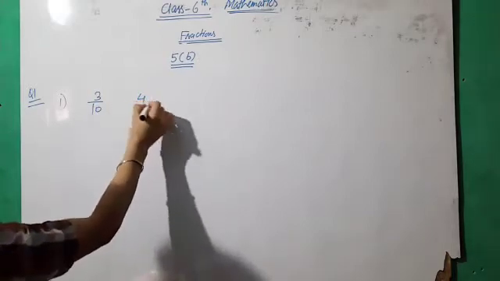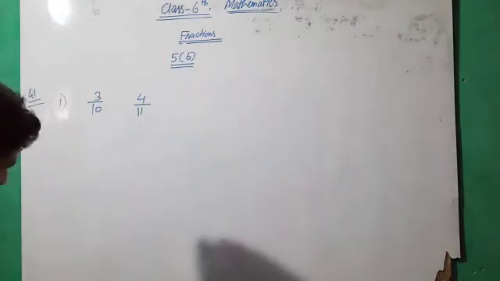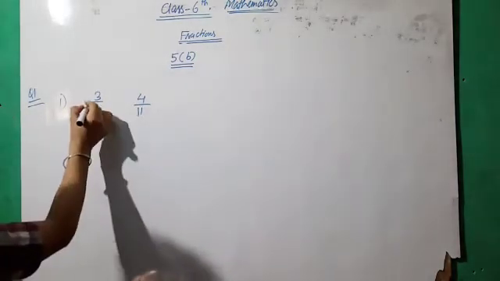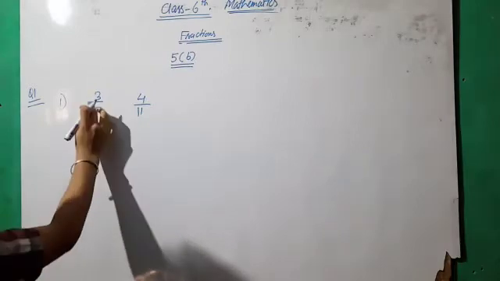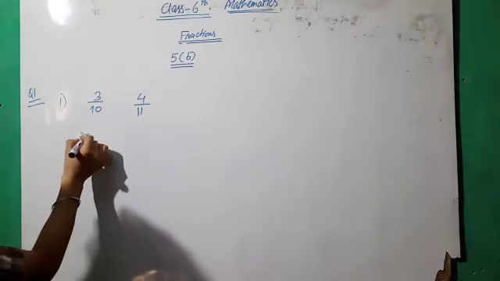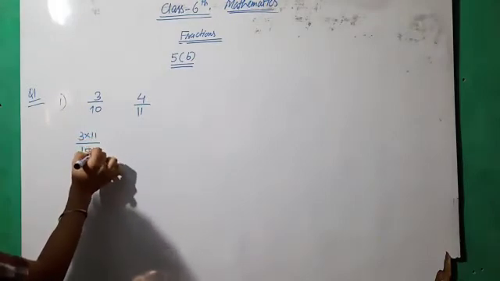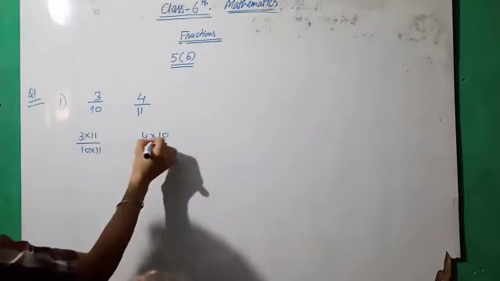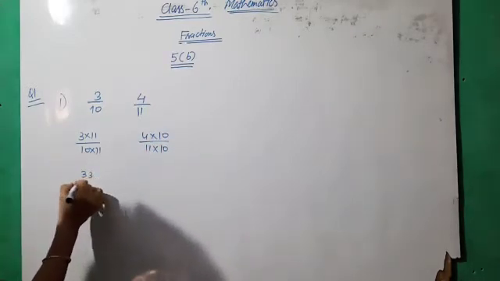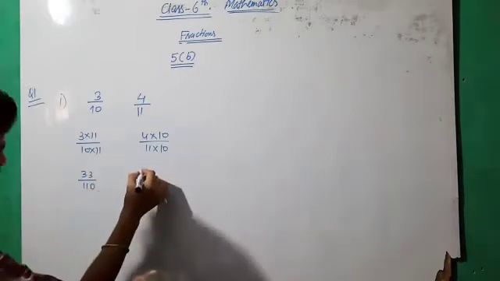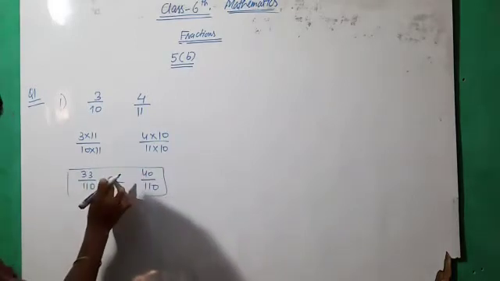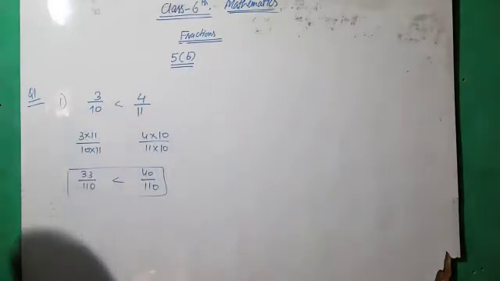and 4 by 11. So for that, if you compare two fractions, we have to take the LCM of both of the fractions. So the LCM of the fractions is 10 into 11. Now we have to multiply 3 into 11 upon 10 into 11 and 4 into 10 upon 11 into 10. Now this is 33 upon 110 and this is 40 upon 110. So this number is greater. So we can say that 4 by 11 is greater than 3 by 10.